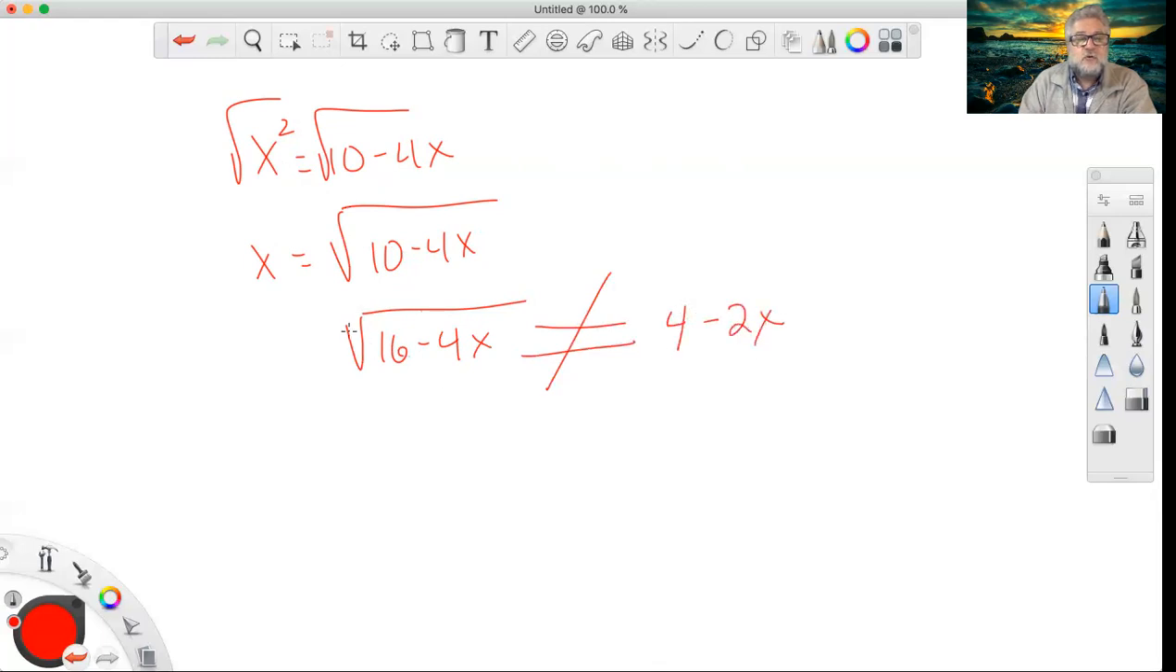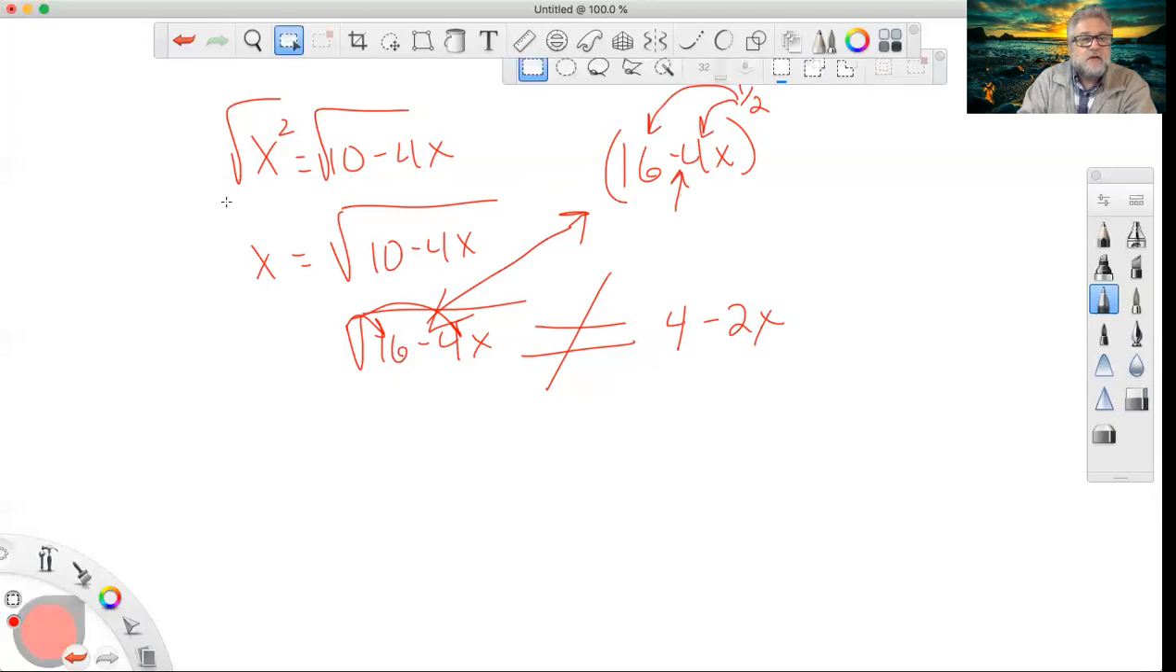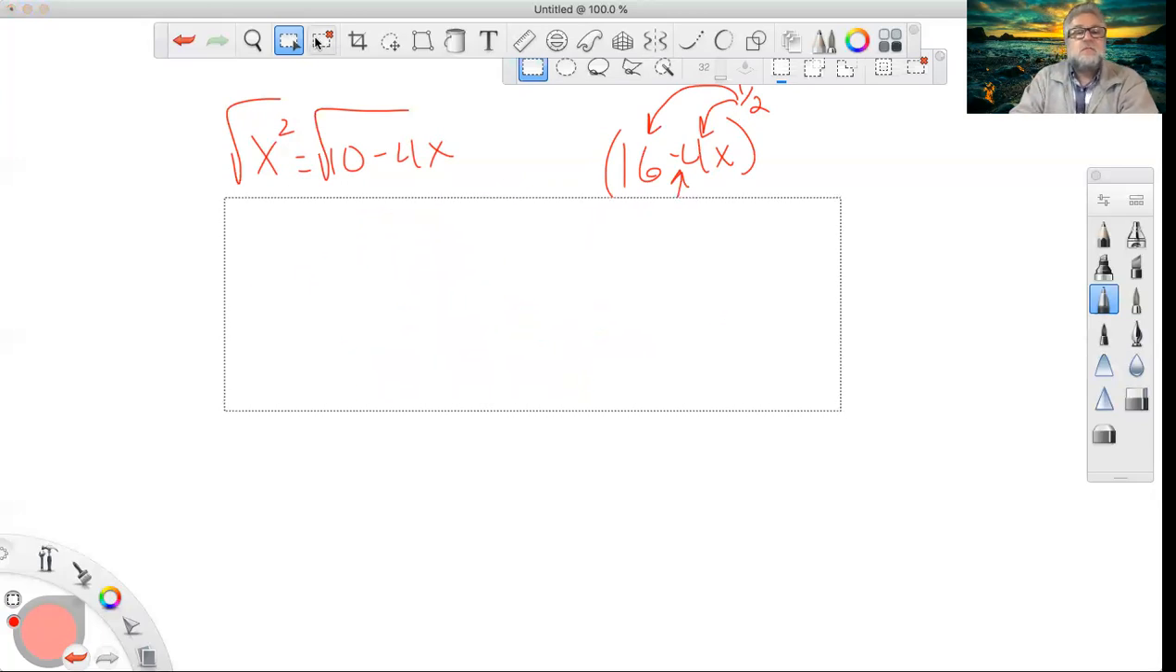You cannot distribute the square root across a sum or difference because a square root is the same as x to the 1/2. These two things are identical. Square root and x to the 1/2 are the same. And you cannot distribute an exponent across a difference. No, no, no. Bad. Bad student. Can't do that.